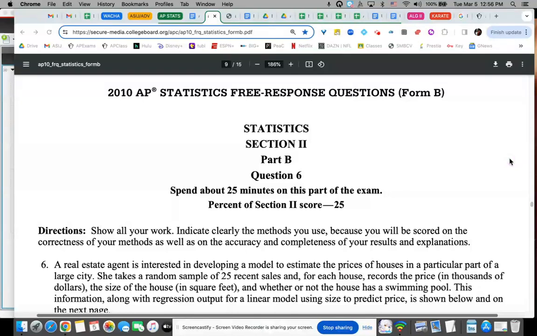This is the AP Statistics Free Response question from 2010B, number six.